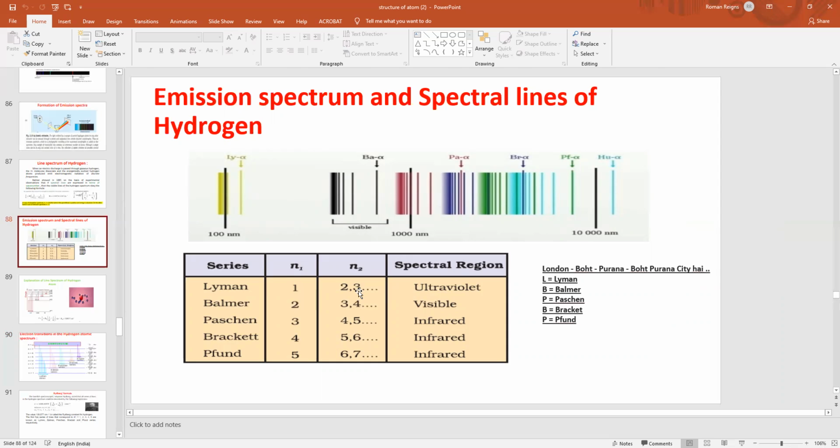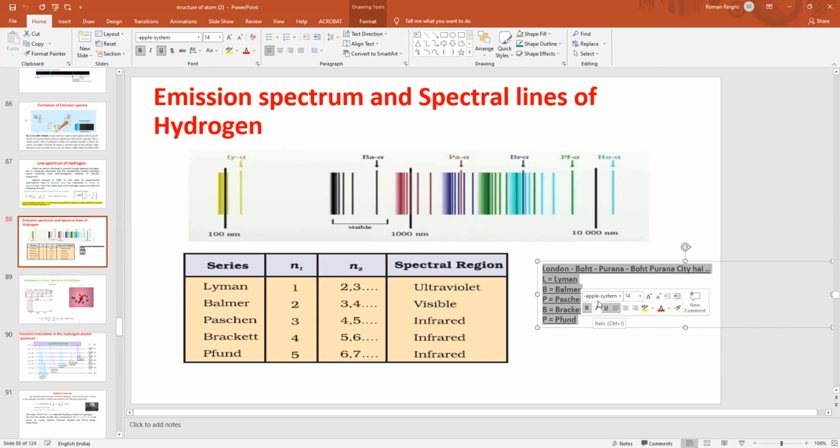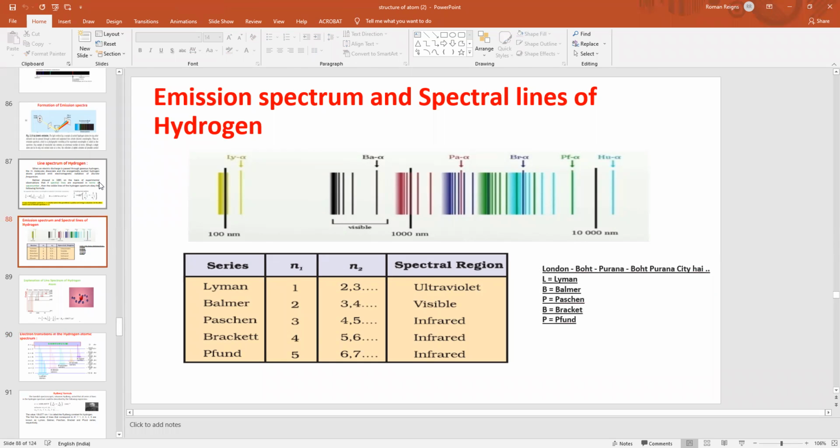And there is a mnemonic to learn this series of spectral lines in sequence; you can see that the mnemonic is mentioned here. If you learn using this mnemonic, the study of these n1 or n2 values will become easier for you. So this way you can learn. Now this was the introduction to the line spectrum of hydrogen.